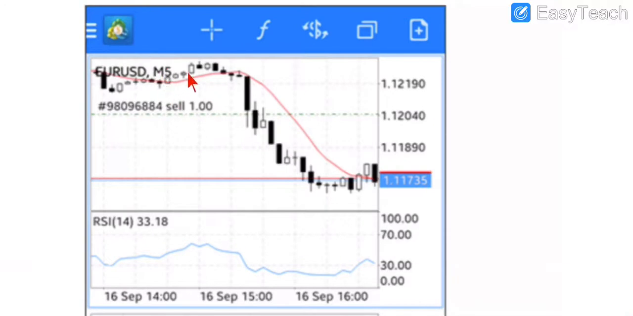Now, when you choose M5, it means every candlestick is a representation of what? 5 minutes. So in 5 minutes time, you form this. In 5 minutes time, you form this.